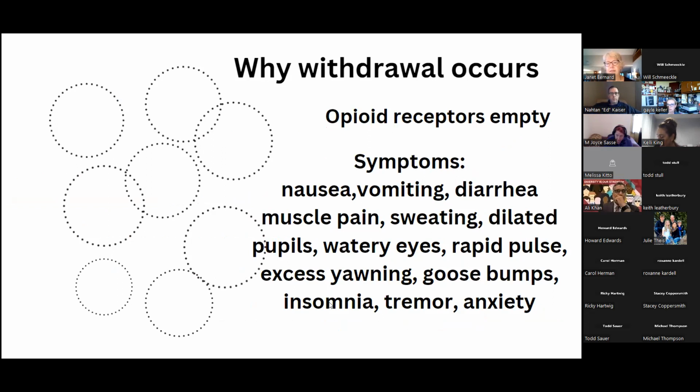There's a long list. I do think some people manage to gut it out and get through the acute withdrawal, but I think even if they do that, there is a chronic abstinence syndrome where they just don't feel right. They're irritable, edgy, they don't sleep well, and even those people will benefit from treatment.